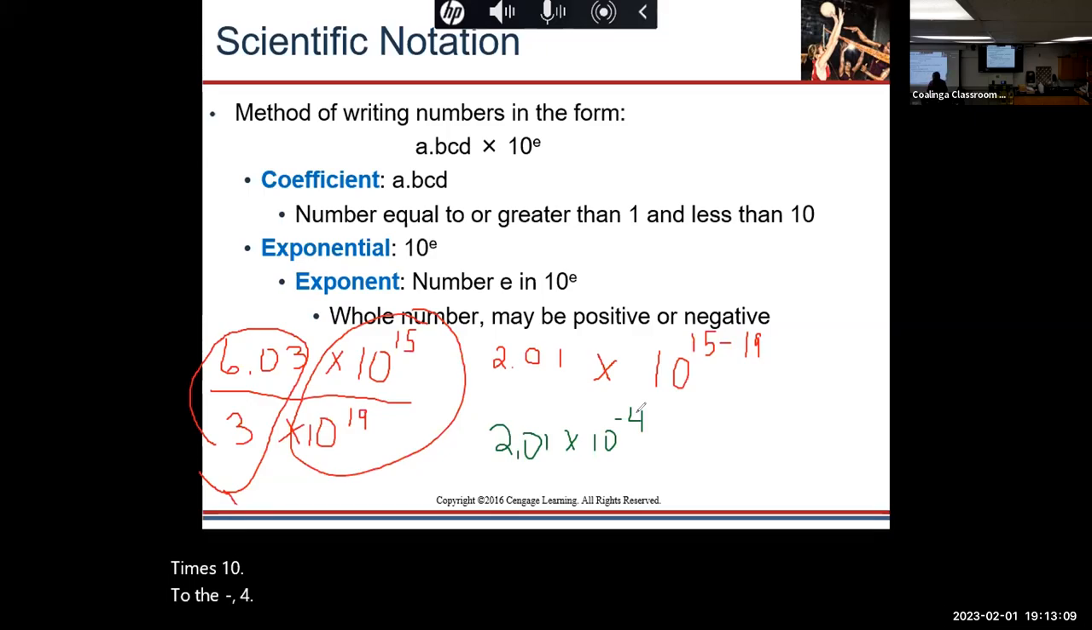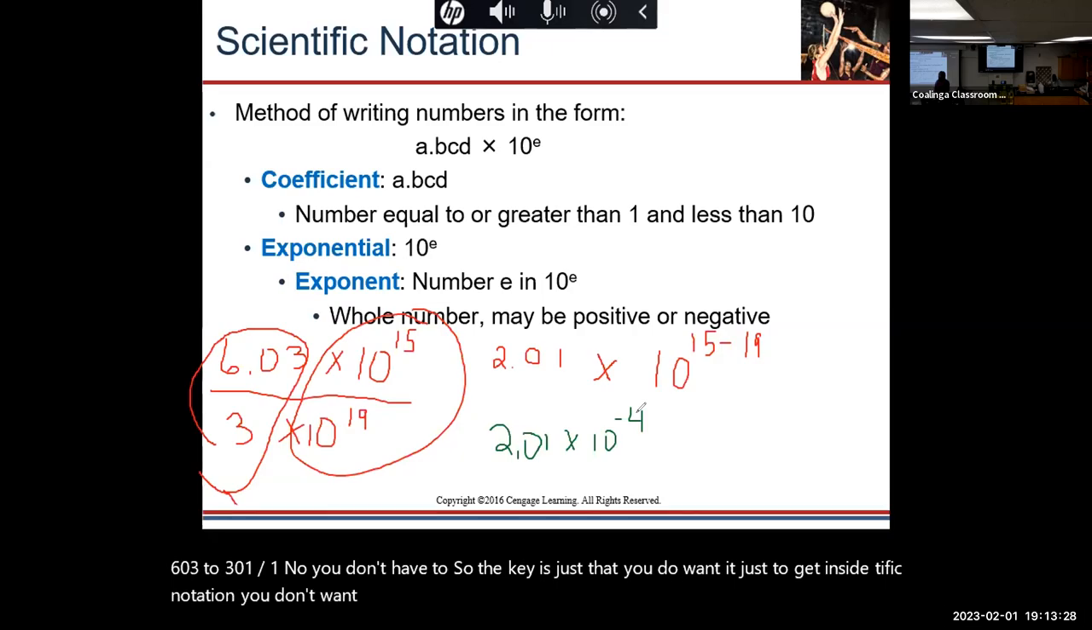Do you always have to put it in a fraction like 2.01 over 1, or do you just write 2.01 after you divide? So after you divide 6.03 by 3, do you have to put 2.01 over 1? No. The key is that you just want it in scientific notation. You don't want it in a fraction, right? And this is, as I said, a quick way of doing it.